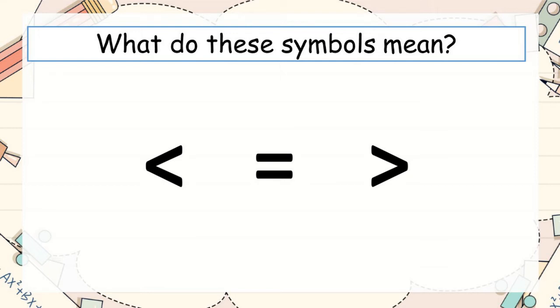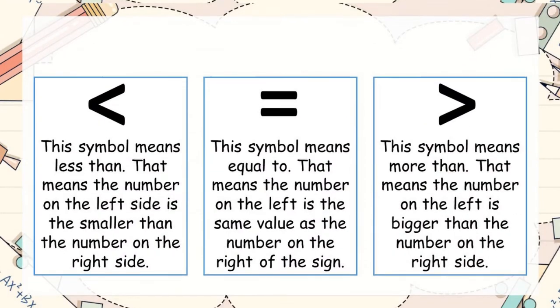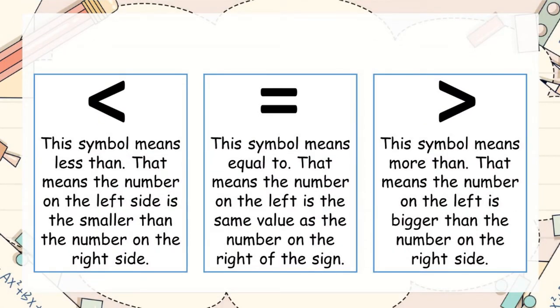Can you remember what these three symbols mean? Pause the video and write down what each of them means. Well, we have the three different signs here. The first symbol means less than. That means that the number on the left-hand side of this symbol is smaller than the number on the right-hand side of the symbol. Our middle symbol means equal to.